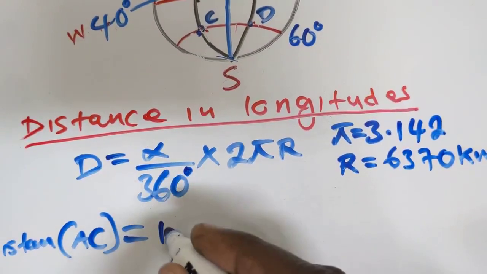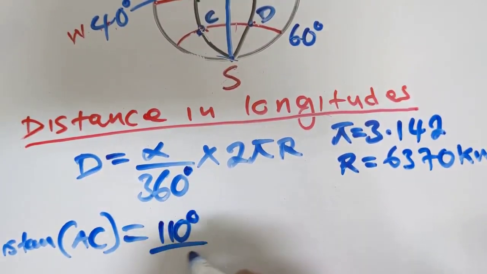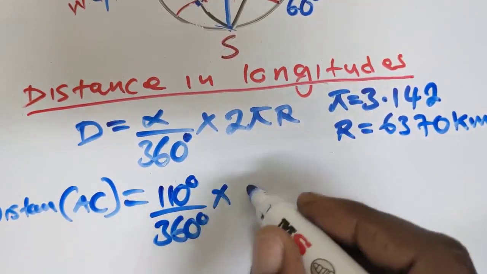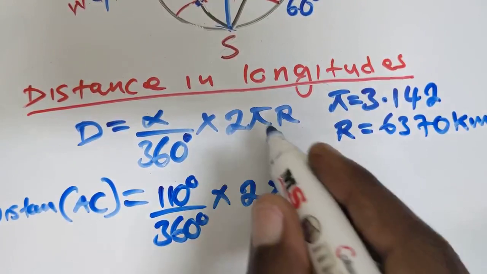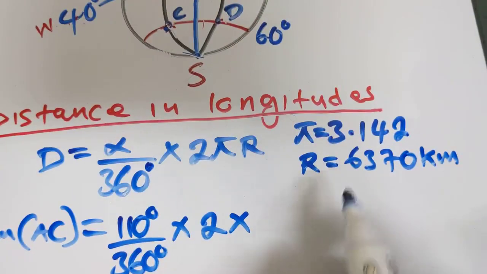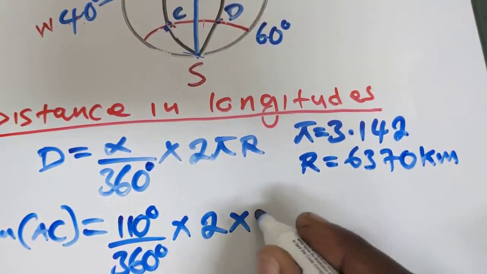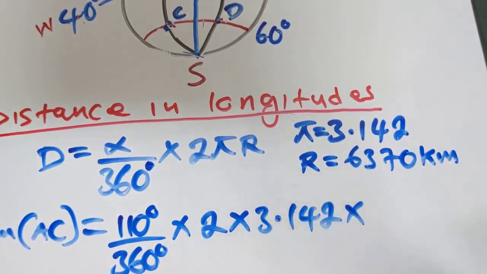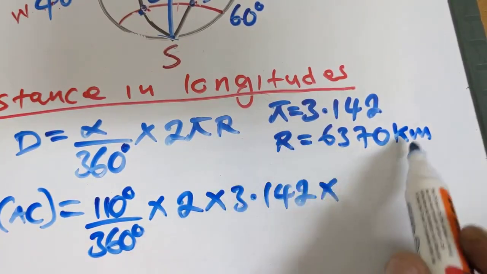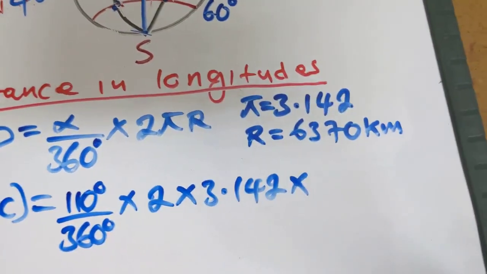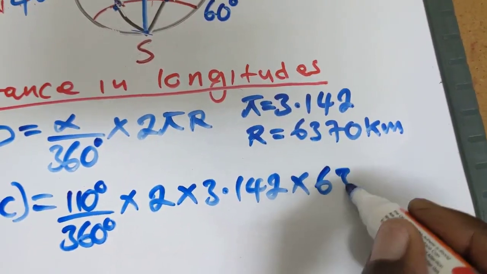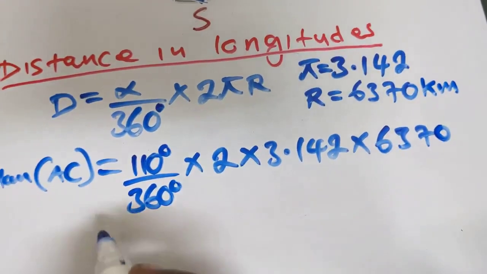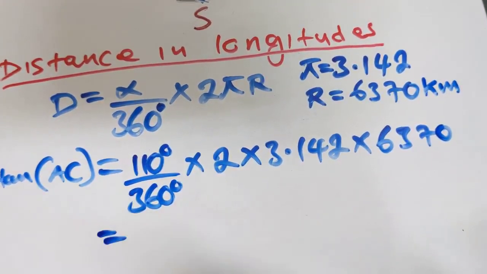So put 110 degrees over 360 degrees multiplied by 2 multiplied by pi. The pi you'll be given, so this is the pi, 3.142, multiplied by the radius. The radius you'll be given as well, so this is the radius. Everything is just provided. What you need to do is to solve, but you need to know the formula. So you just start solving like that.